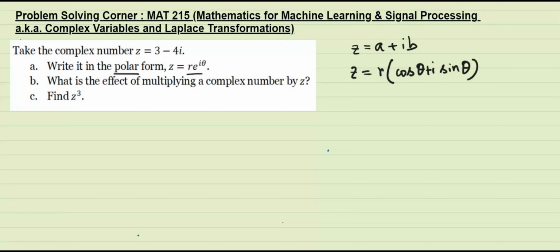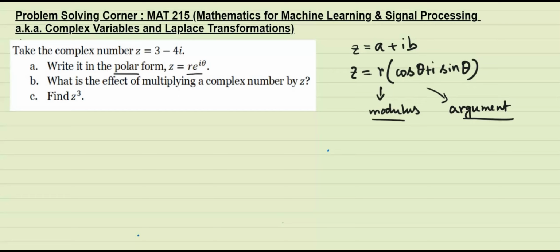And r here is called the modulus, and theta here is called the argument. So asking you to find the polar form of a complex number is equivalent to asking you to find the modulus and the argument of that complex number. And that's what we're going to do.